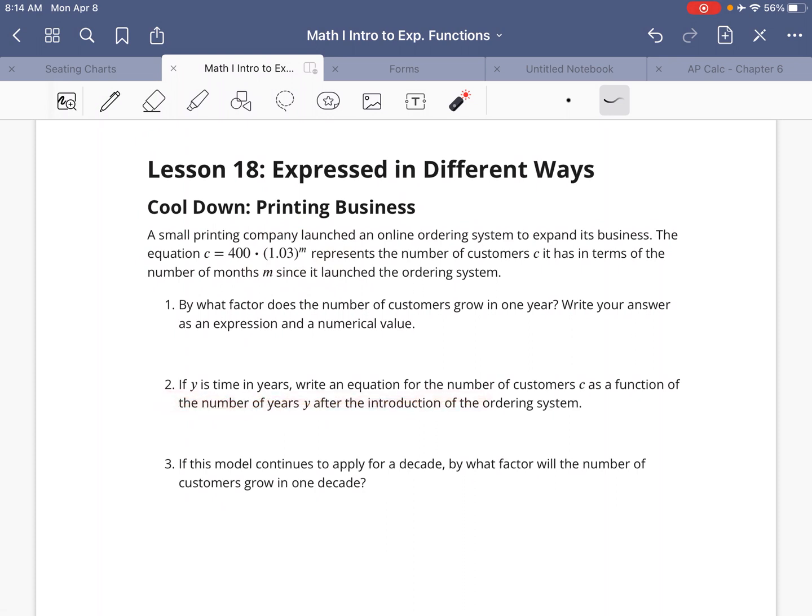If y is time in years, write an equation for the number of customers as a function of the number of years. Well, you would just rewrite this using your new growth factor for each year. If the model continues to apply for a decade, by what factor will the number of customers grow in 1 decade? Well, how many months are in a decade? What would you have to multiply 400 by to figure out the number of customers?